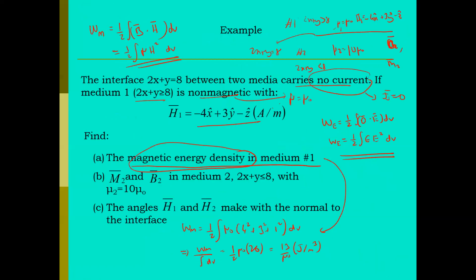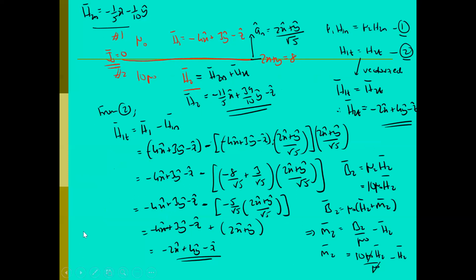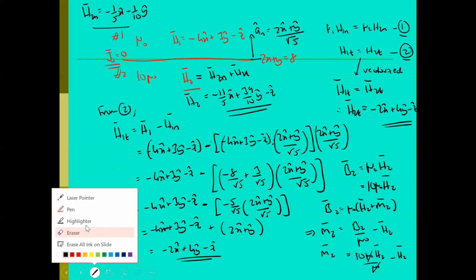Okay then, and finally is to find the angle that H1 and H2 make with a normal to the interface. Right, so what is meant by this? Let me erase all of these slides.